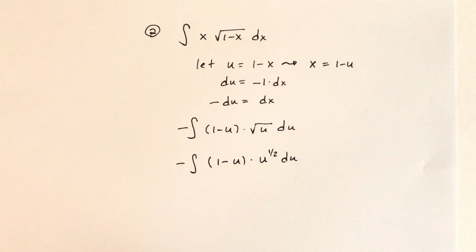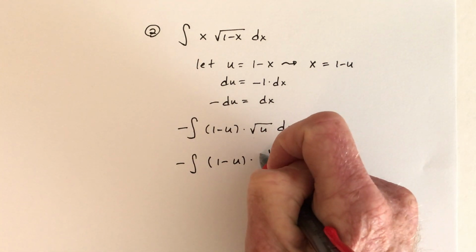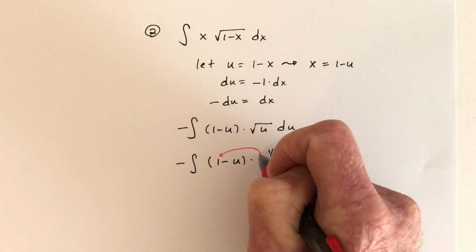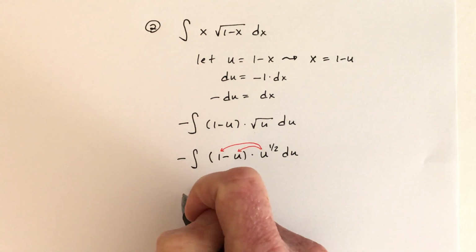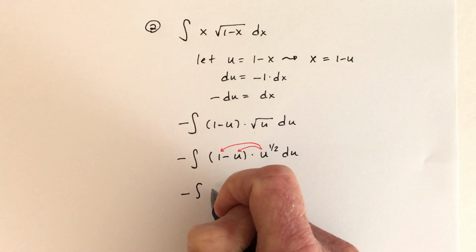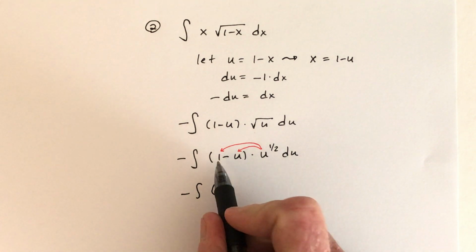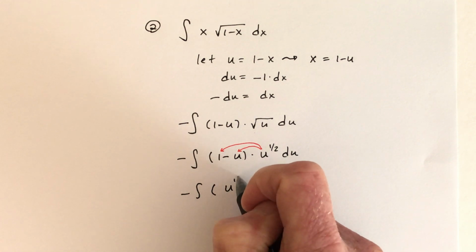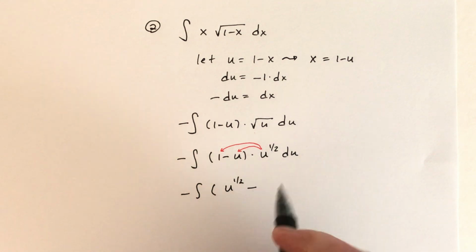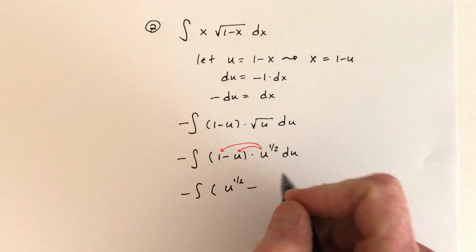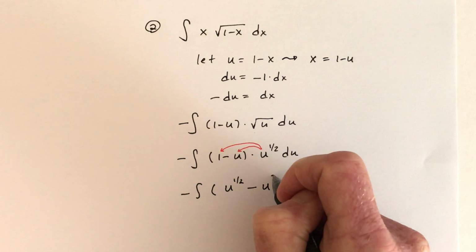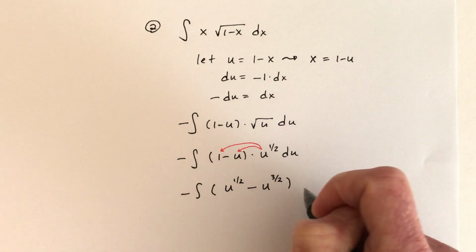And then the difference with this one is we need to do a little bit of algebra, and that is distribute before we integrate. So the negative sign can stay on the outside, and then it's going to be u to the 1/2 times 1. And then this is a u, and another half is 1/2. And that is also known as 3/2.